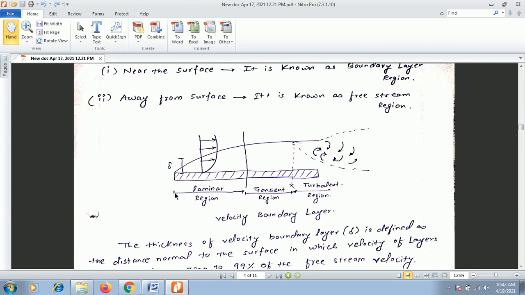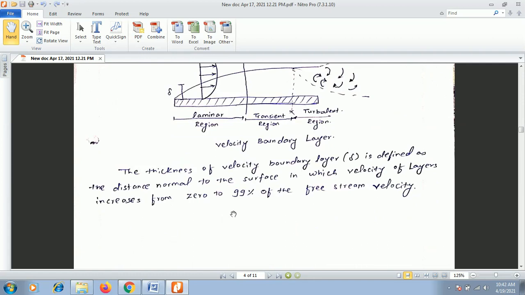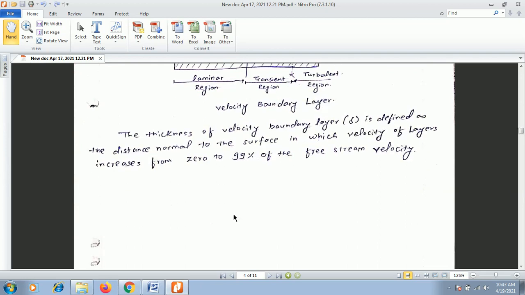From the leading edge, you are going to have some laminar region where the layers are parallel to each other. In the transient and turbulent flow, they are going to have a higher velocity and they are going to be in random motion. The thickness of the velocity boundary layer is defined as the distance normal to the surface in which the velocity of a layer increases from 0 to 99% of the free stream velocity.